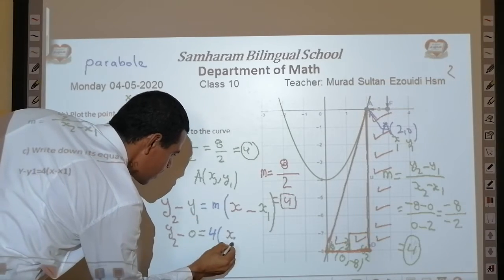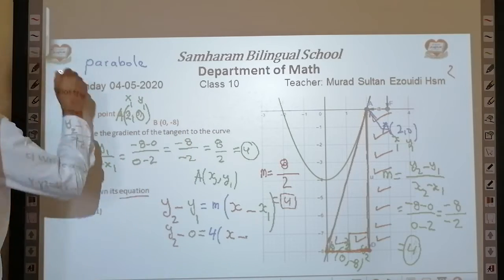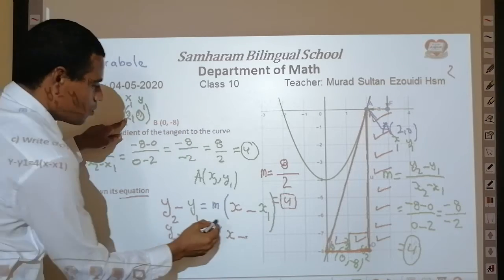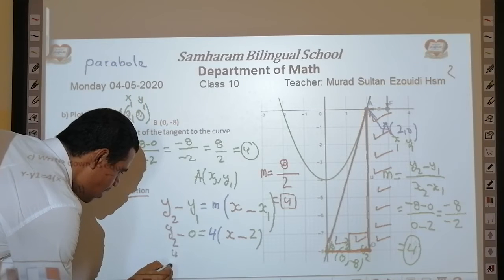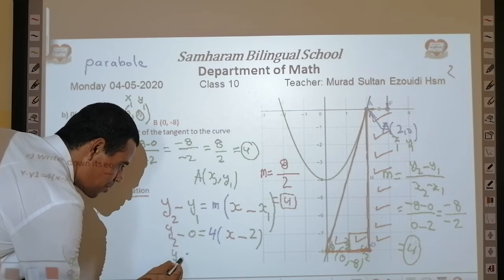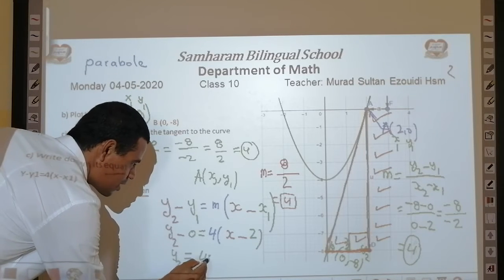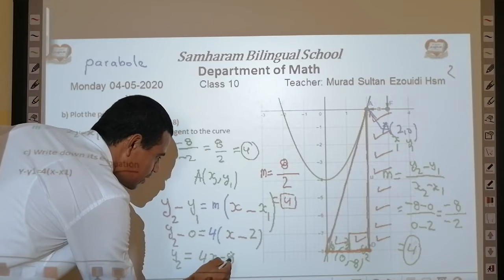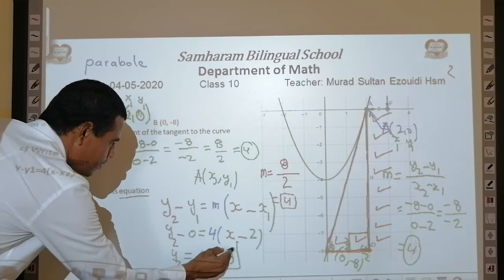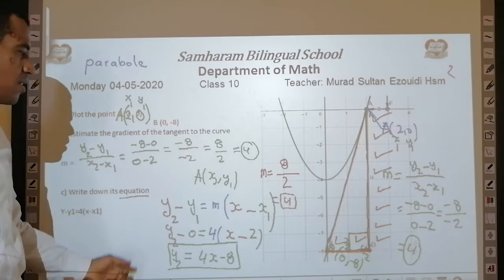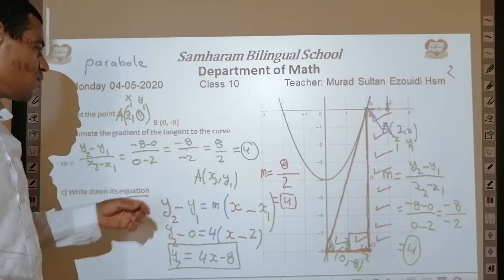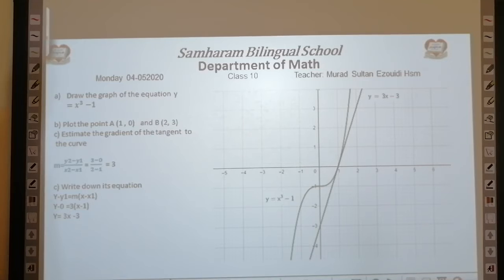Multiplied by x minus 2. Now y minus 0, no need to write it, equals 4x minus 8. This, my learners, is the equation of this tangent. We continue.